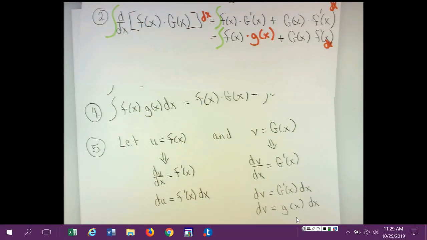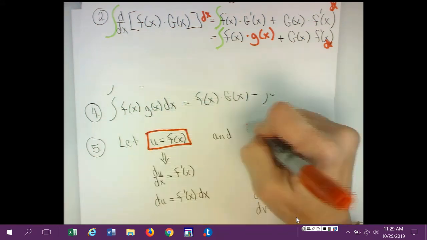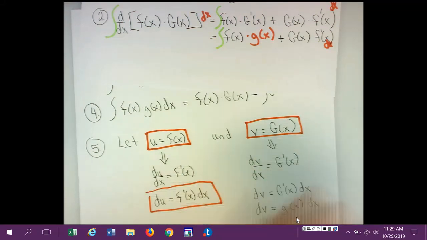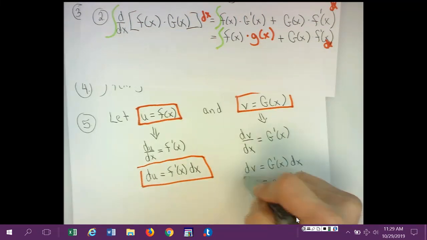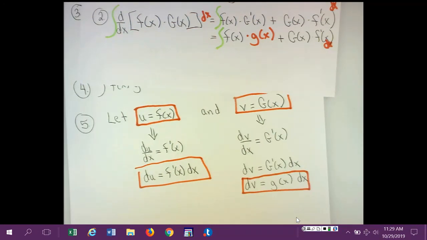And I'm going to put boxes around some very important items. Box, box, box, and box. I call these the 4 parts of integration. Integration by parts, well, these are the parts. And then number 6 is going to give us our formula and tie everything together.